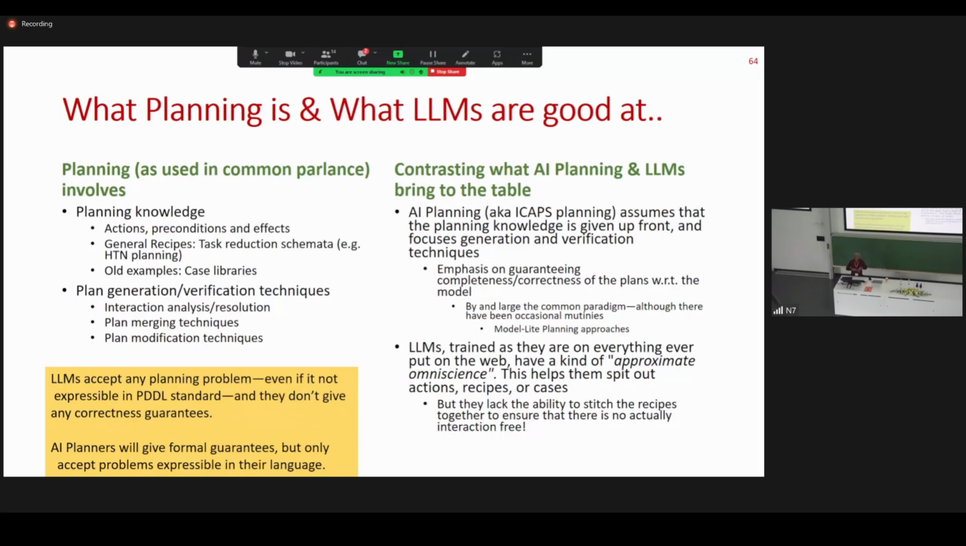And LLMs accept anything, not just planning problems, but they certainly accept any planning problem, whether it's wedding planning or a block stacking problem or something else. And sometimes they're right, sometimes they are wrong. And especially when there are interaction resolutions, they are wrong most of the time. That's what I've actually shown you up until now.